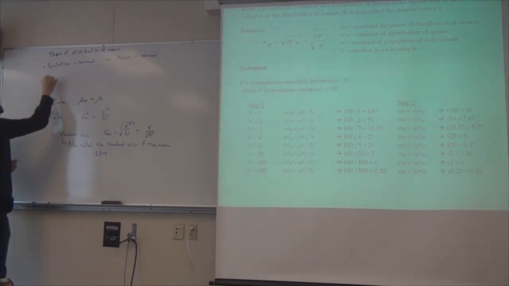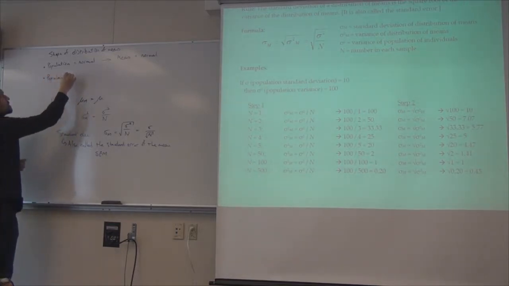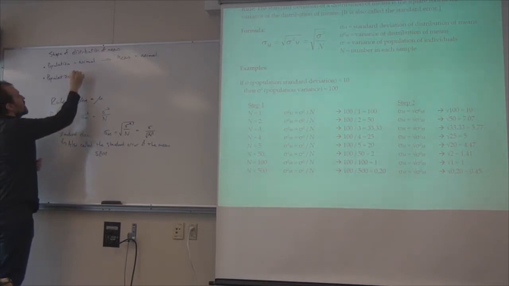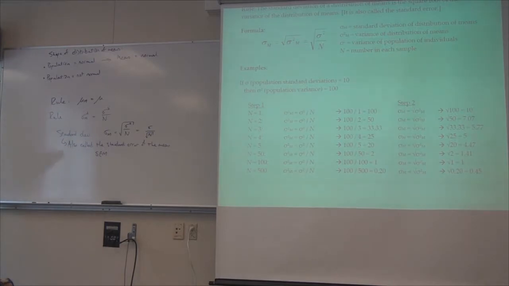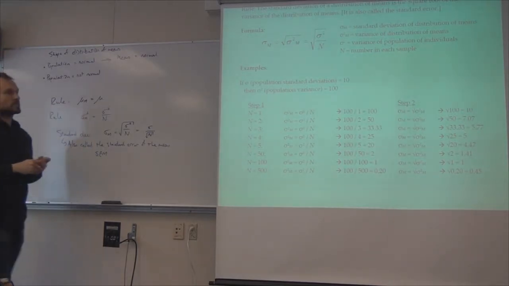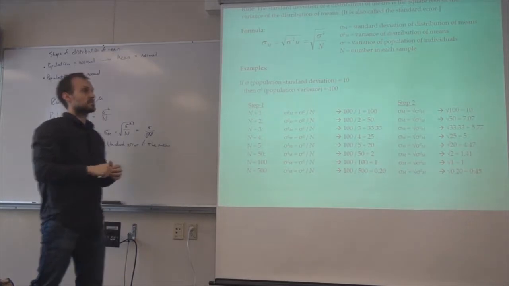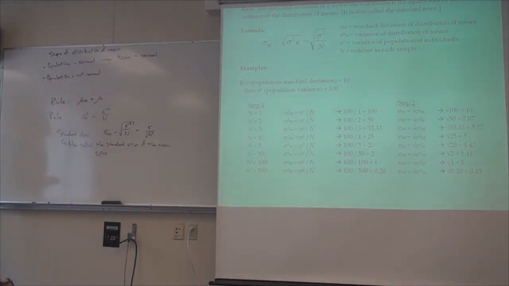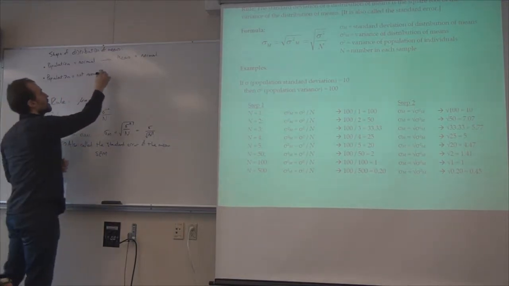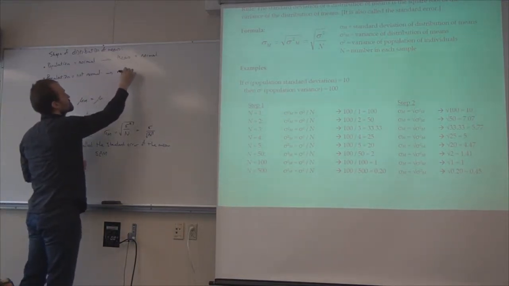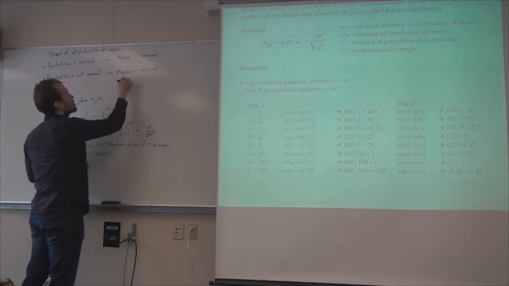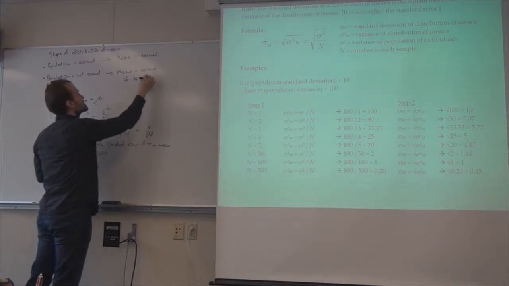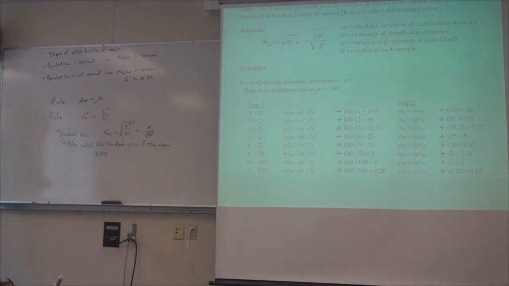If the population is not normal, meaning it doesn't have that normal curve, it could be something else, and that does occur. Wait times at a bank, drive-through, things like that, it's not a normal distribution. Not normal, then the distribution of means is still normal if my sample size is at least 30.